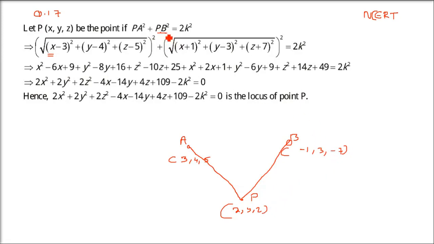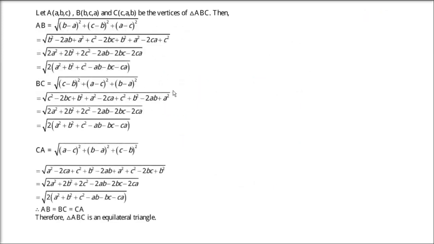So these two distances with a square, that is without square root, you have to put in here, and then equate it with 2K square. Now you see that, as I said, the square root will not be there. You just need to rearrange. This will be the locus. I hope you'll be doing these algebraic rearrangements.